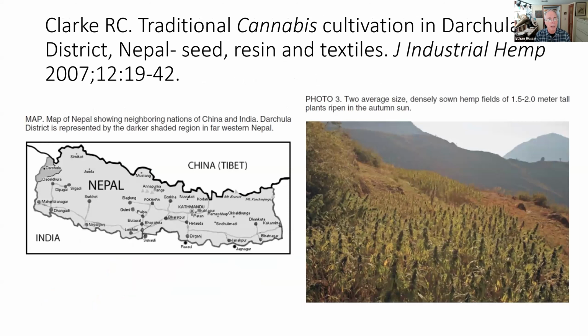Our friend Rob Clark did a lot of work in Nepal in an extremely western area called Darchula that you see borders on Tibet and India. This is a field of cannabis along a hillside. This is densely sown. The plants are 2 meters or less in height by the fall.